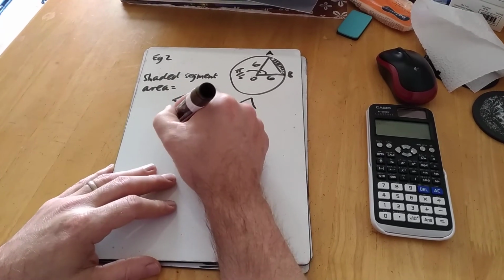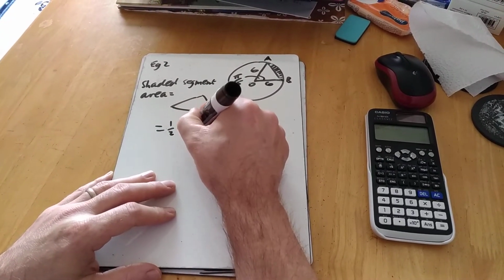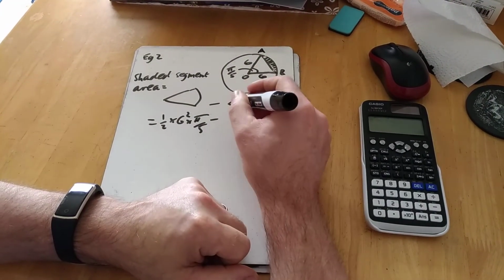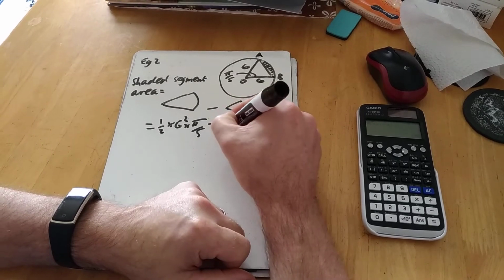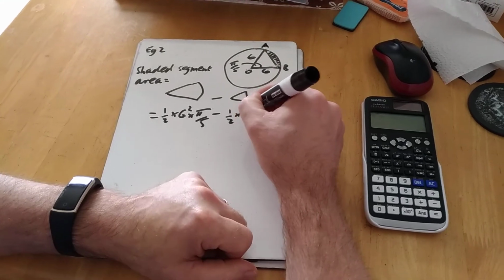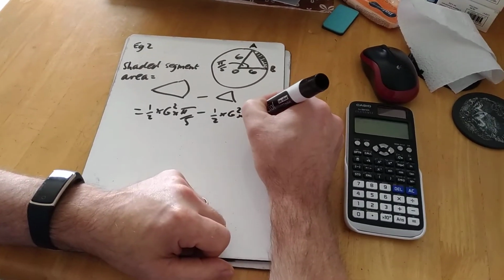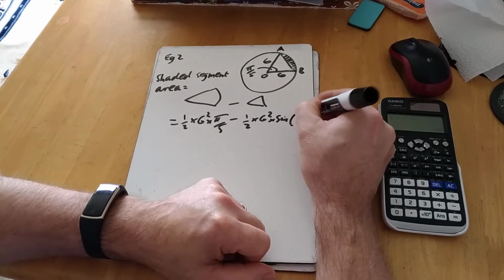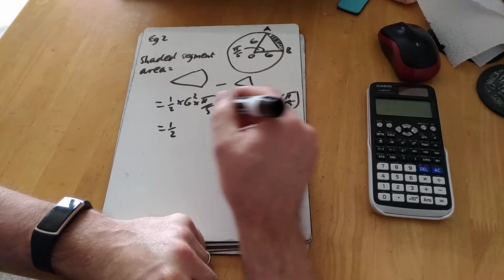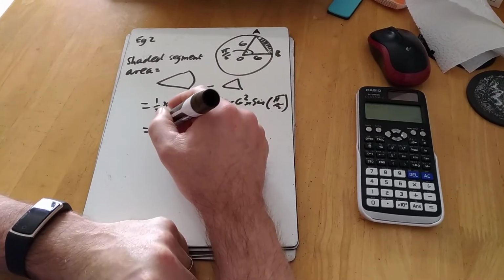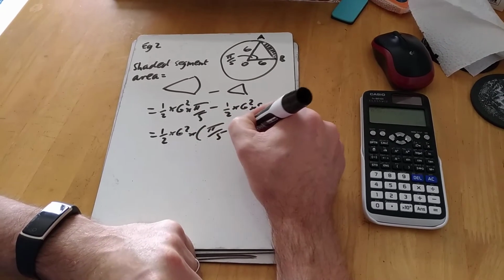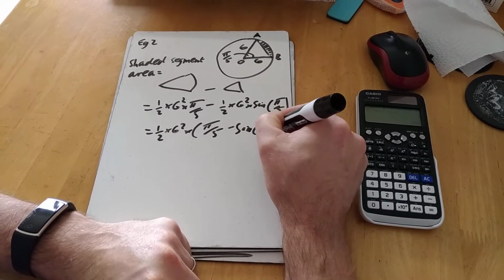So the area of the sector is a half times 6 squared times pi over 5, minus the area of the triangle. I'm going to use a half ab sine C, and a and b are both 6, so it's going to be 6 squared times sine of pi over 5. Sometimes you'll see this algebraically as a half r squared, theta minus sine theta. So it's pi over 5 minus sine pi over 5.